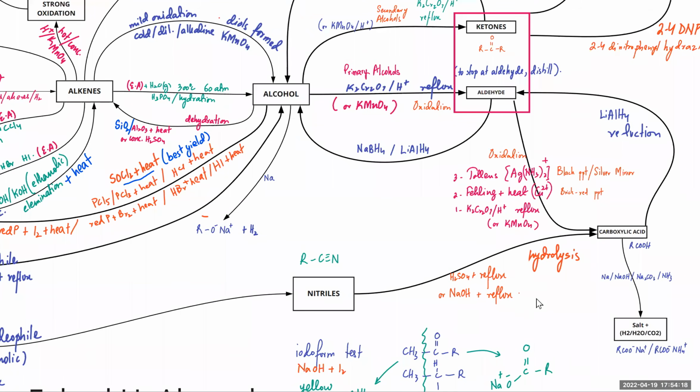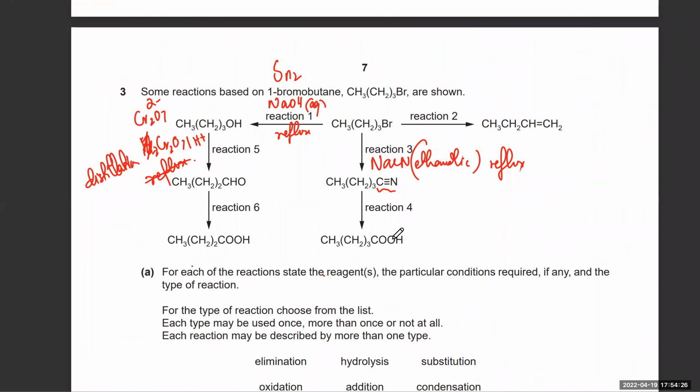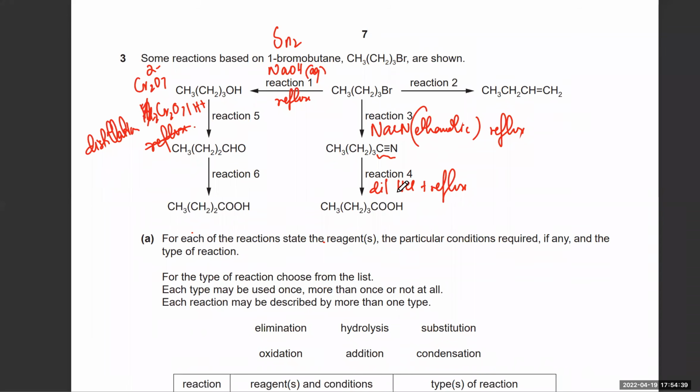Don't use alkaline hydrolysis because that would result in the formation of not a carboxylic acid, but a salt of the carboxylic acid. So they're looking for carboxylic acid. So that's dilute acid plus reflux. And that is hydrolysis.